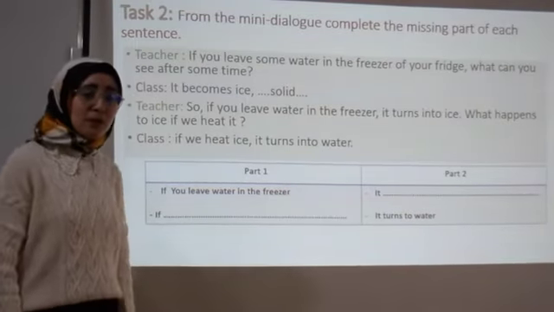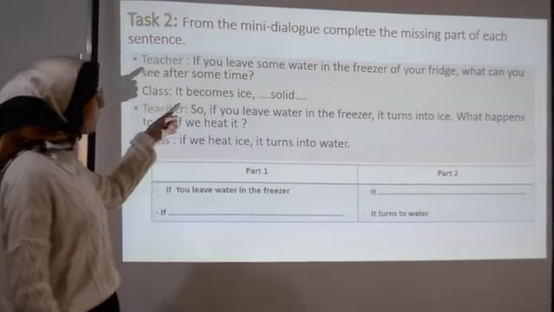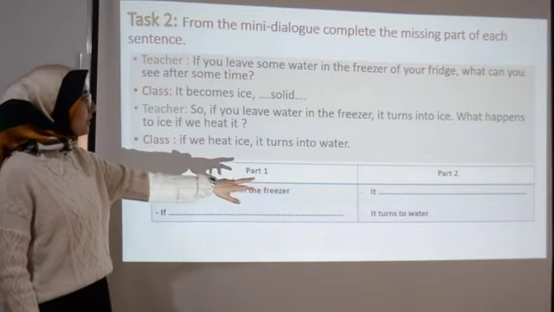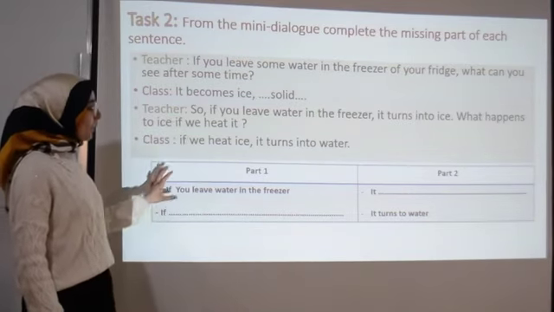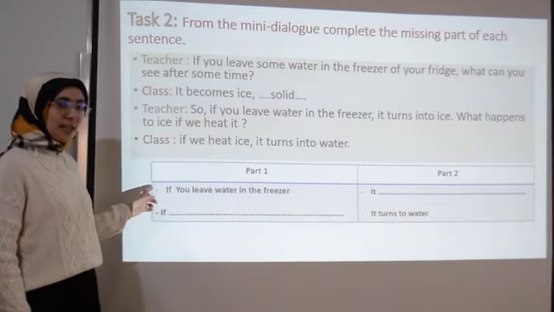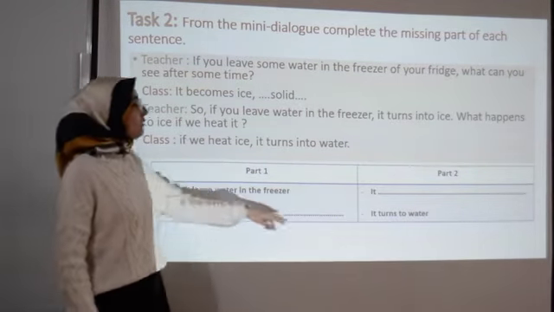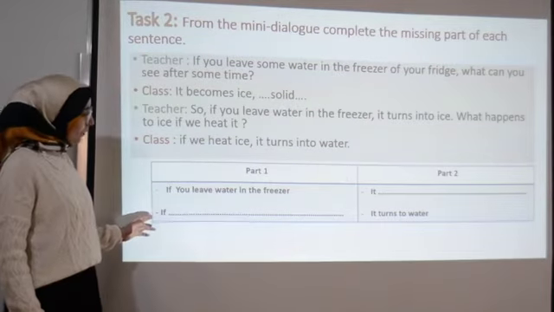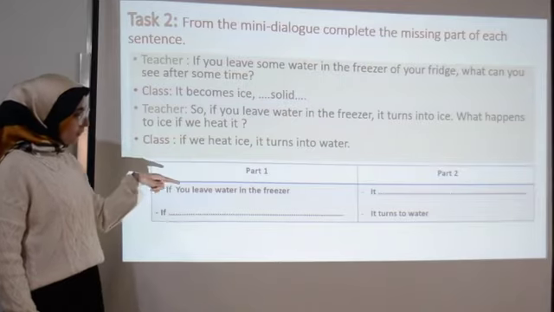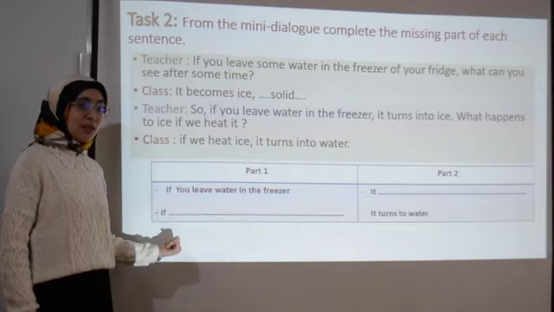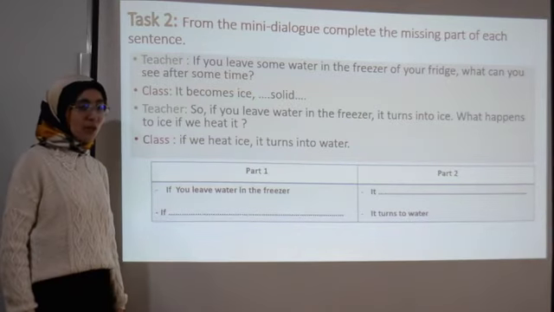Another time, from the mini dialogue, you have to complete the missing parts of each sentence. So, you have a chart with part 1 and part 2. In the first statement, I gave you the first part, and you need to find the second one. In the second example, I gave you part 2, and you have to find part 1. You have 2 minutes, and be correct.